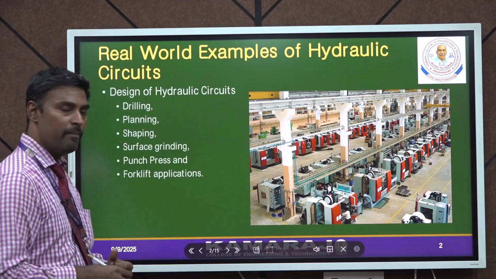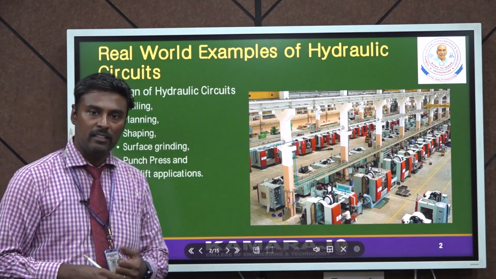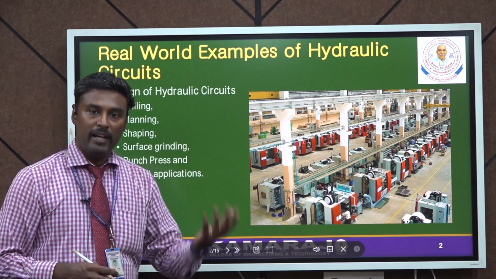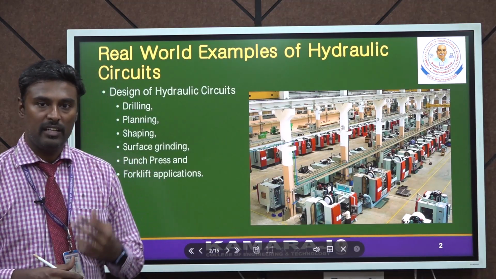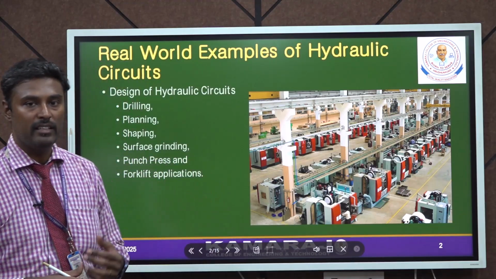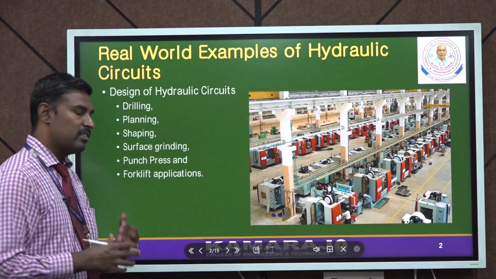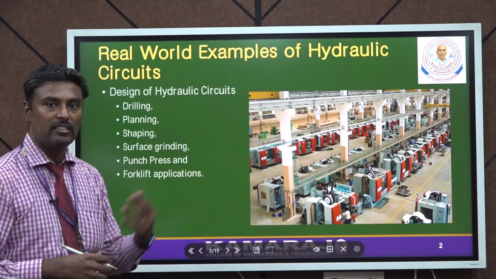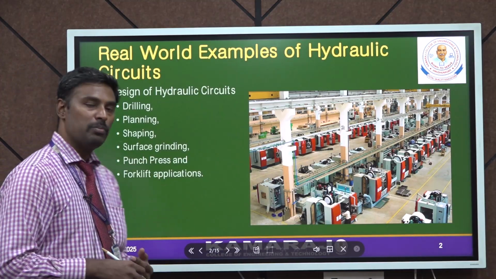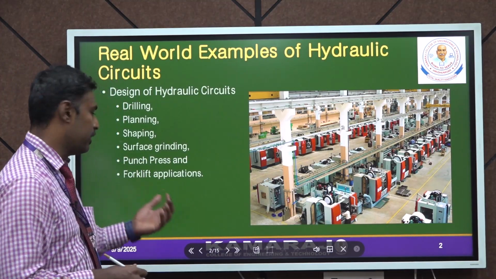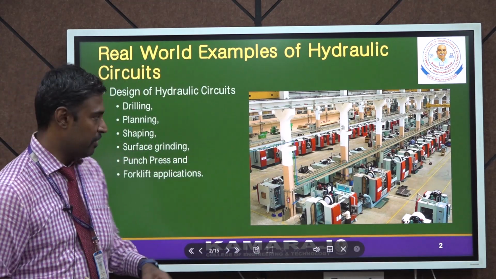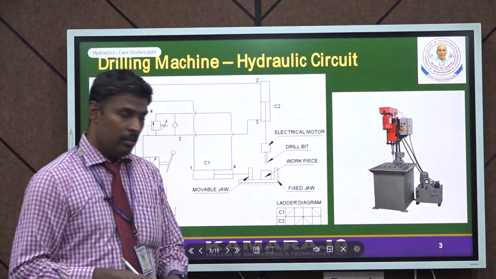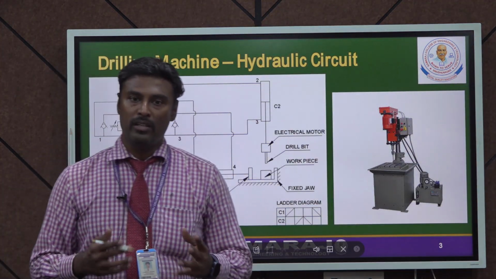The first one is drilling, the next one is planing, that is the hydraulic oil used in the planer, and the next one is the shaping machine, that is the shaping circuit, where hydraulic oil is used in hydraulic shaping. Then the surface grinding machines associated with hydraulic oils, then the punch press applications, and last we are going to discuss the forklift applications. So these are the examples that we are going to discuss. Let us explain one by one in this video.